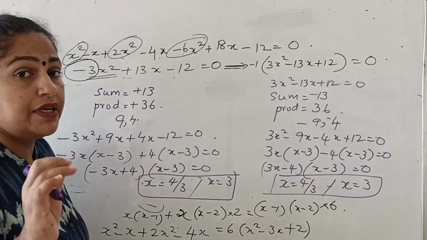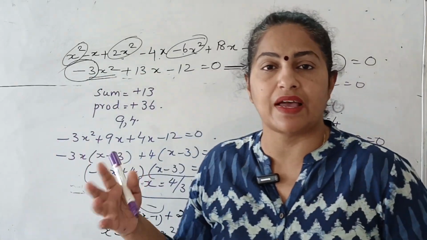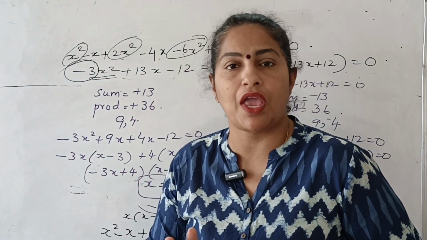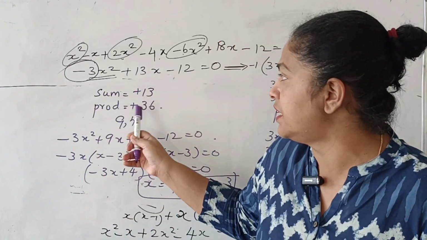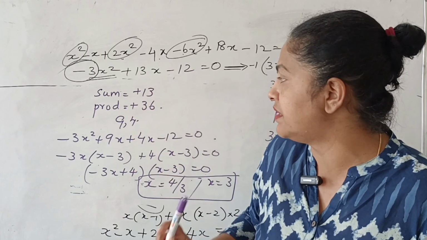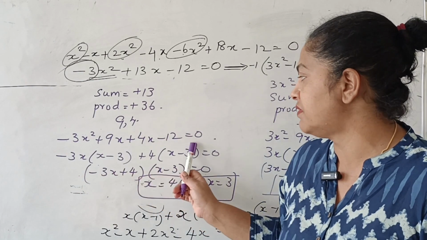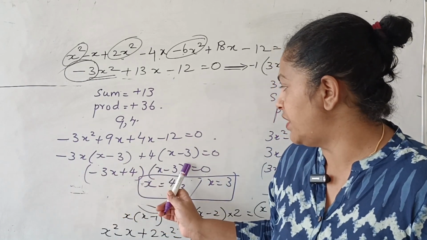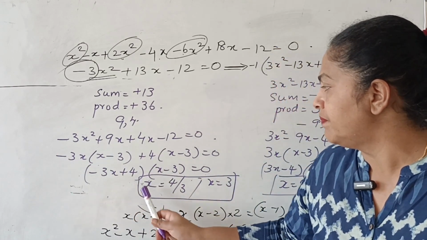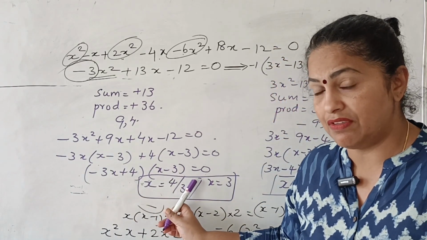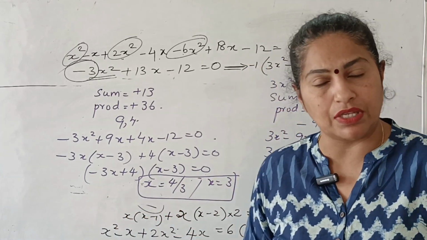Here I have not taken out the minus 1 outside, or changed the sign by multiplying with a minus 1. I am going to retain the original equation as such. I get the sum as plus 13 and the product as minus 3 into minus 12, which is plus 36. I easily figured out the numbers are 9 and 4. I am splitting up the terms like this. I am taking the common factors. Then I realize x minus 3 is common. I take it out. I get minus 3x plus 4. So the product of these two is equal to 0. I equate each of them to 0. I am getting x equal to 4 by 3 and x equal to 3.